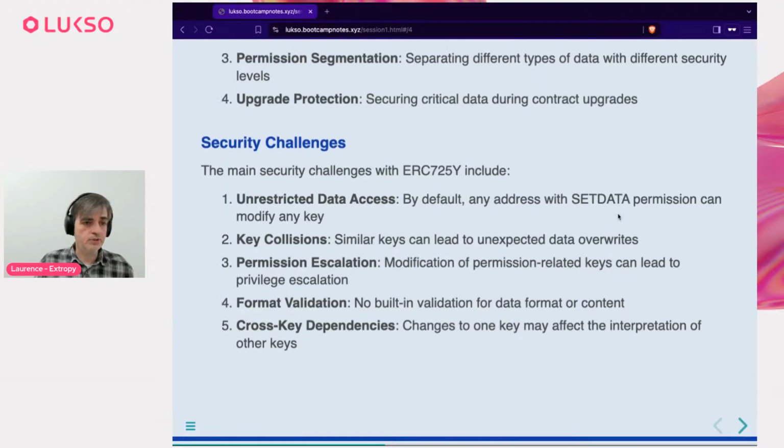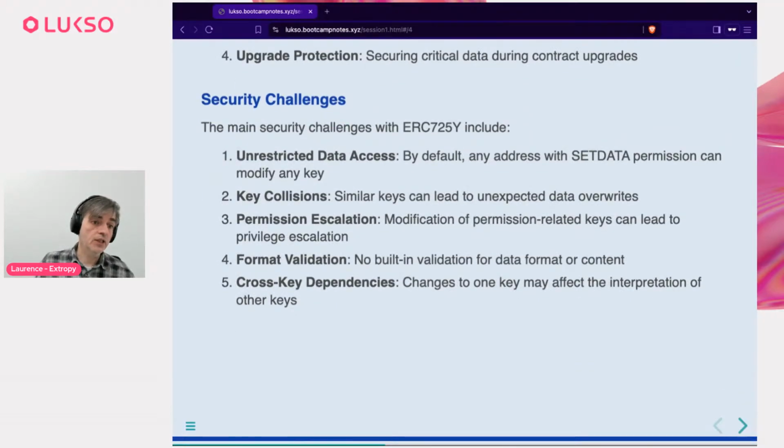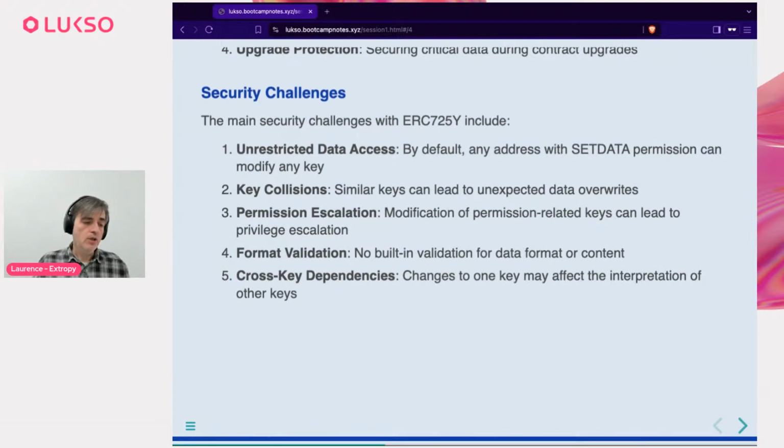So what particular challenges may we see with this? Well, first of all, the data access. You have to be specific about this. You have to say who is allowed to modify particular data. Key collisions. Well, you need to be careful about the namespace. So think about how you design the namespace so that you're going to avoid key collisions.